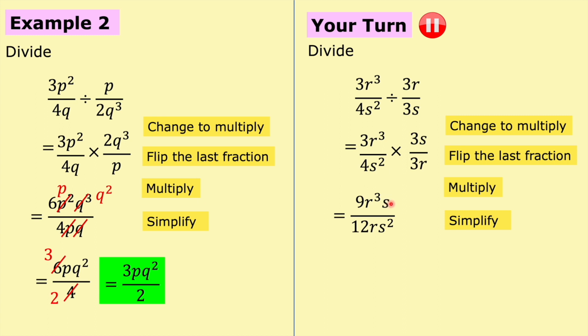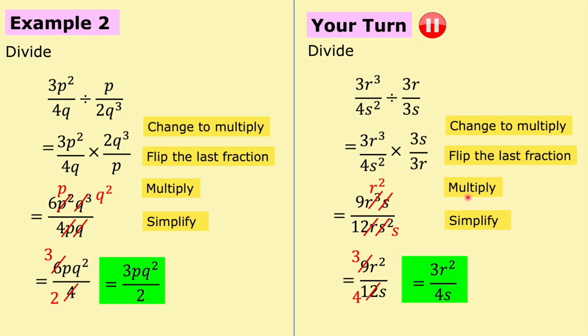So we've got an s on the top of our fraction and an s squared on the bottom. So we can cancel those out, leaving an s on the bottom. We've got an r cubed on the top and an r on the bottom. We can cancel one of those r's out, leaving r squared on the top, cancelling out the r on the bottom, leaving 9r squared over 12s. And then look to our number terms. We can simplify 9 and 12 by dividing by 3. So 9 divided by 3 is 3, 12 divided by 3 is 4, leaving 3r squared over 4s. So well done if you got that.